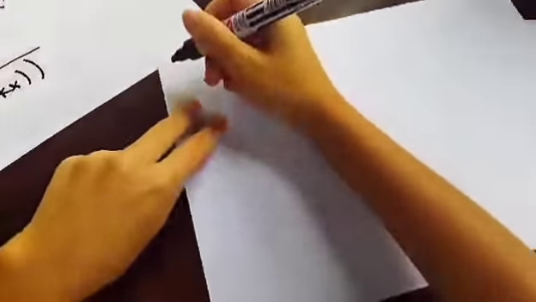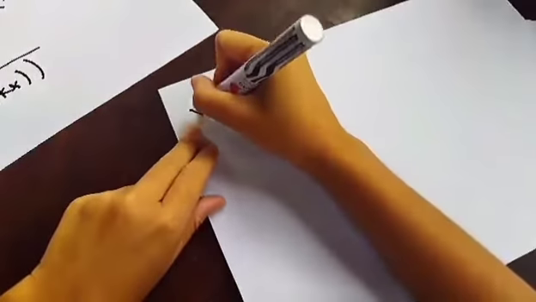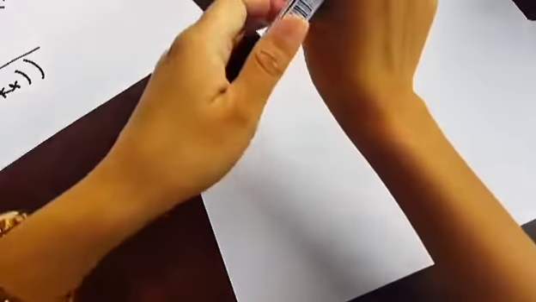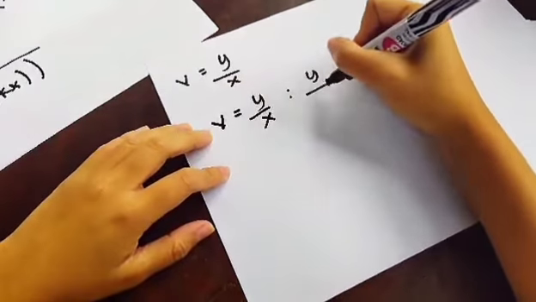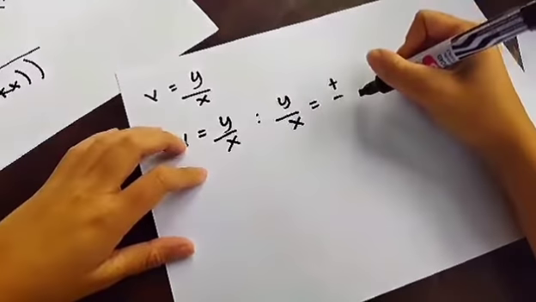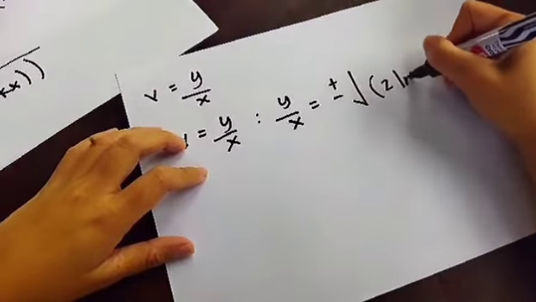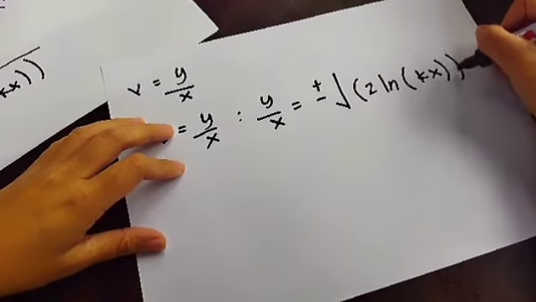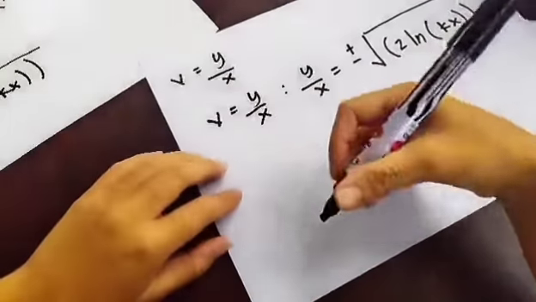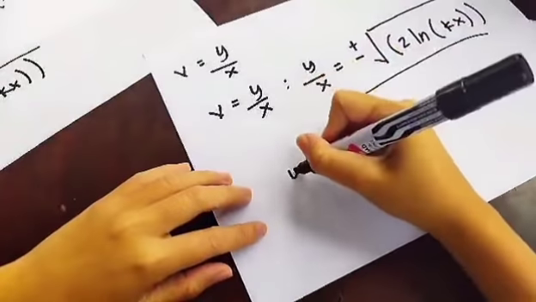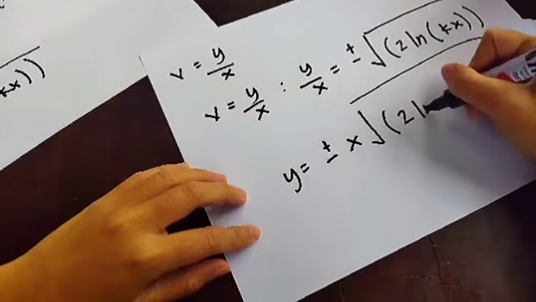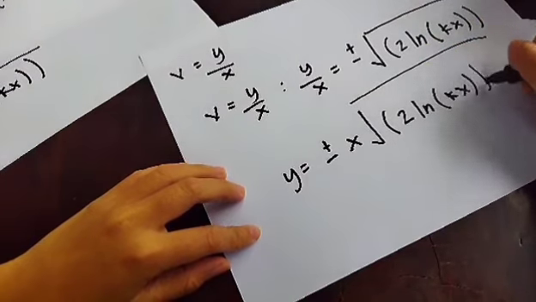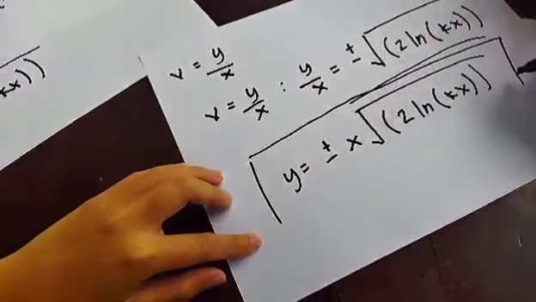And now we substitute the value of v, which is equal to y over x. Substituting it into v, y over x is equal to positive or negative the square root of 2 ln of kx. And then we simplify this equation, which turns into y equals positive or negative x times the square root of 2 ln kx. And there you have it, the final answer.